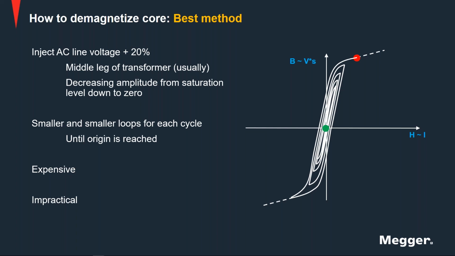Of course, you cannot bring a, I don't know, 100 kV, 200 kV, 300 kV AC source to do your demagnetization in the field. That would be kind of complicated. So better to go with a little piece of equipment, do your winding resistance, and use the same equipment for your demagnetization.